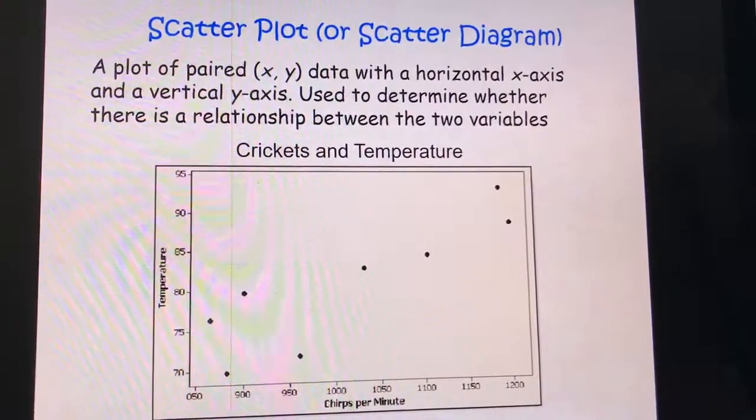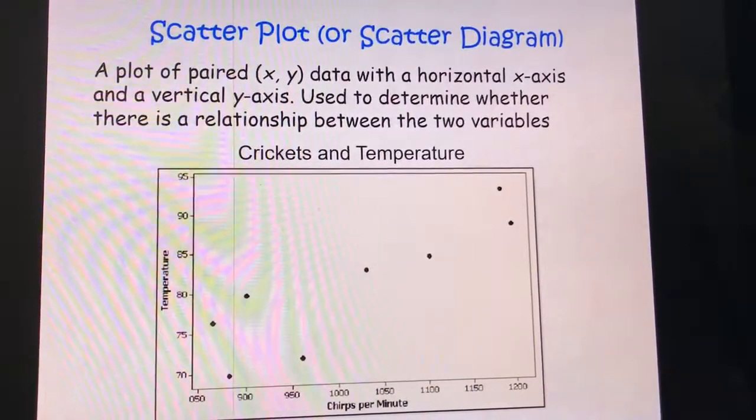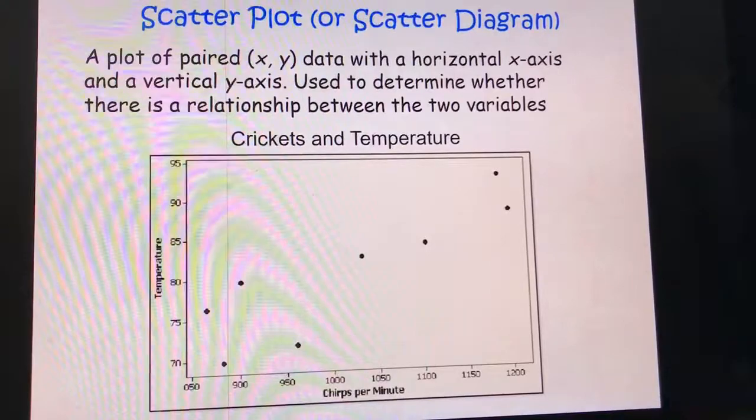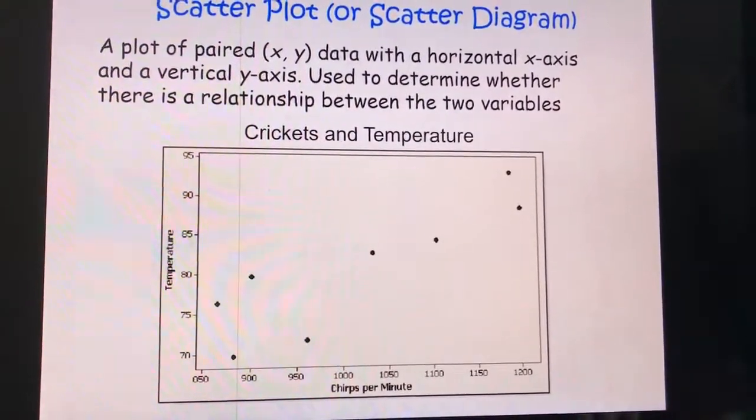A scatter plot, or scatter diagram, is just your paired XY data. Horizontal is your x-axis, vertical is your y-axis. You can use a scatter plot to determine if there's a relationship.